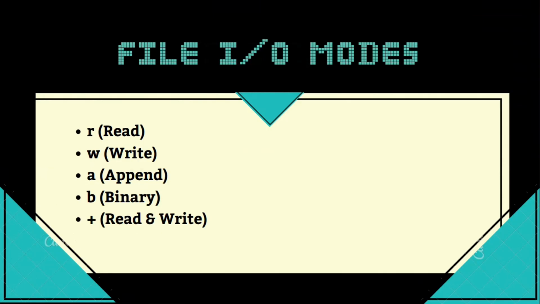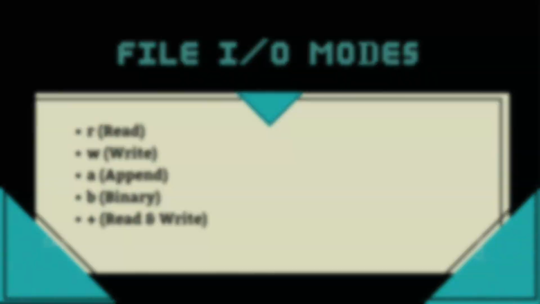B indicates binary mode. It is typically added to the mode string to open files in binary mode. For example, rb for reading binary, wb for writing binary, and ab for appending binary. The plus sign opens a file for both reading and writing.